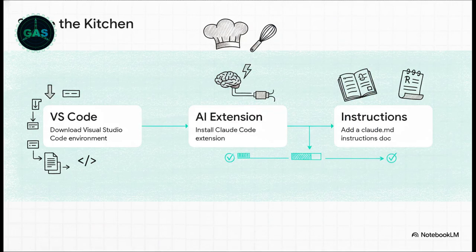Setting up this kitchen is incredibly easy, like zero prior coding experience required. It's just 3 quick steps. First, you grab a free, integrated development environment like Visual Studio Code. Second, install an AI coding extension. Claude Code is a great one. And third, you just drop in a simple text document that outlines your instructions, your WAT framework rules. This makes sure the agent knows exactly what to do on day 1.